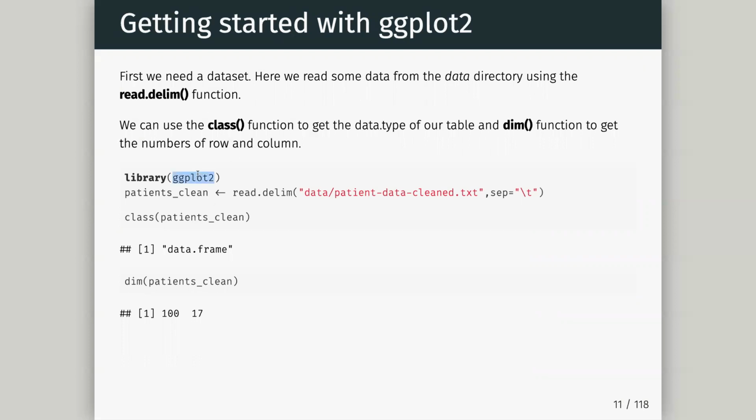So first, we're going to load ggplot, not necessarily needed. We can read in the patients clean object from a text file in our data directory. I just need to tell it it's tab separated. I think read_delim, maybe that would have been default. And then I get a patients clean object. It's a data frame that has 100 rows and 17 columns.